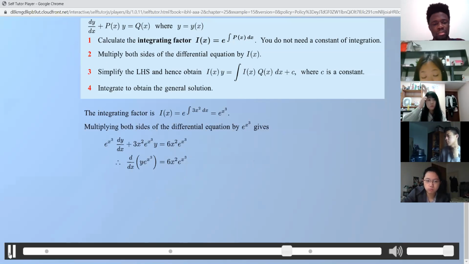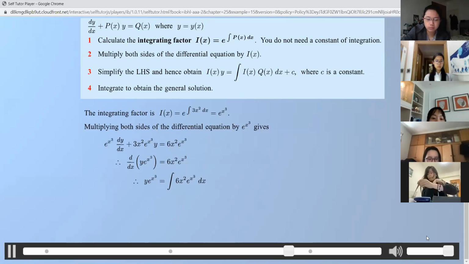We can now integrate both sides with respect to x. The left-hand side is simply y times e to the x cubed. How can we integrate the right-hand side? You should observe that the derivative of e to the x cubed is itself times the derivative of x cubed, which is 3x squared. So the antiderivative of 3x squared e to the x cubed is e to the x cubed. So for the integral here, the antiderivative is 2 times e to the x cubed. We also include a constant of integration. We divide both sides by e to the x cubed.